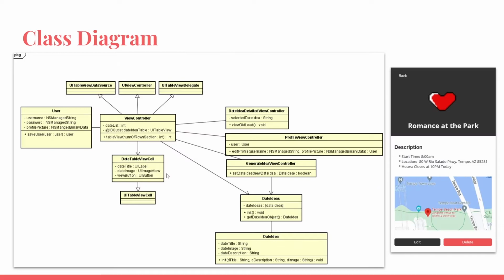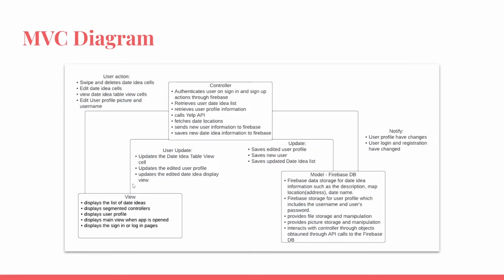Next, we have the view. It is all of these objects that I listed in the class diagram. It's going to be all the view controllers. So it's going to display the user profile, the view with the table view, and it's going to display a sign in login page and the list of date ideas.